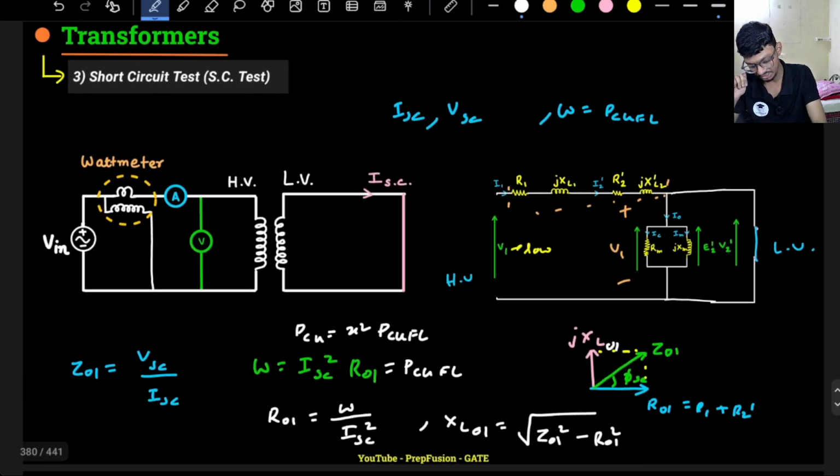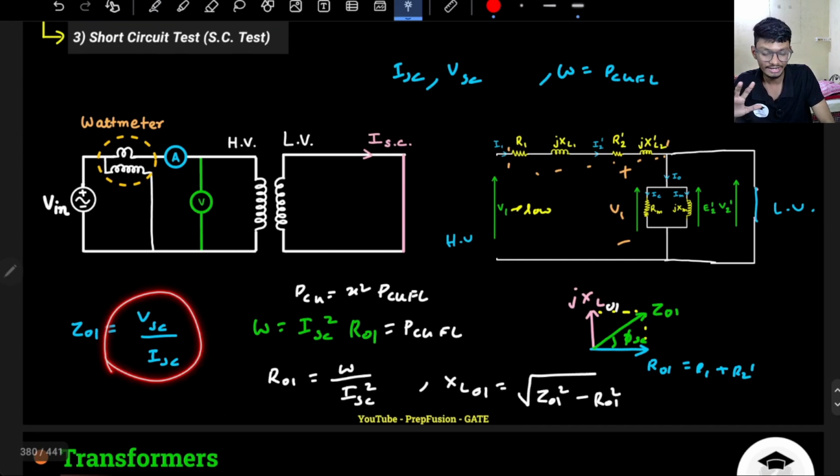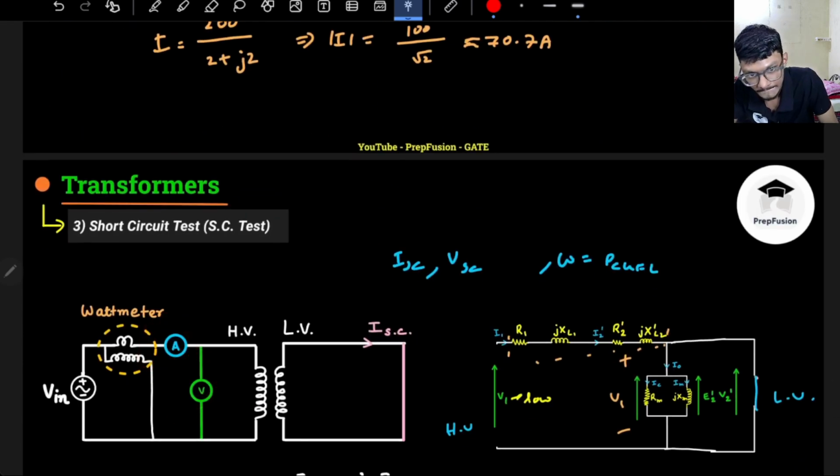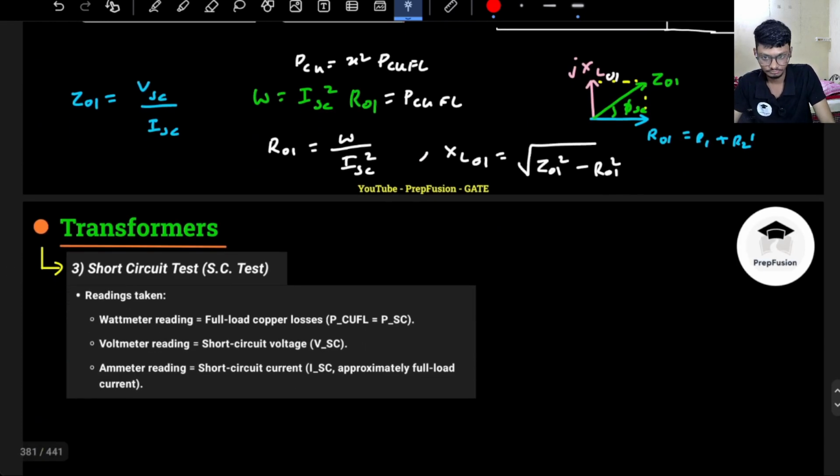For finding the circuit parameters, you actually don't need to apply the rated voltage and rated current. Any voltage and current you apply, if you take the ratio, you will be able to find the circuit parameters. So make sure the connections are proper. Got it? So that was about the short circuit test.